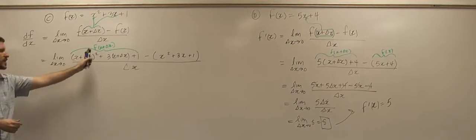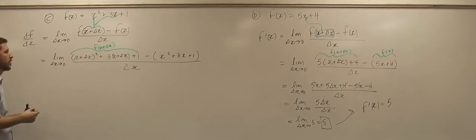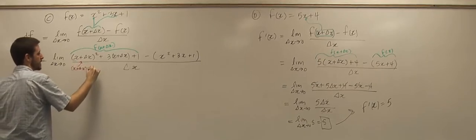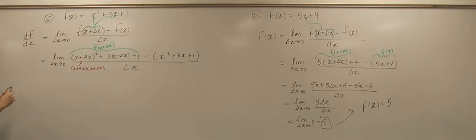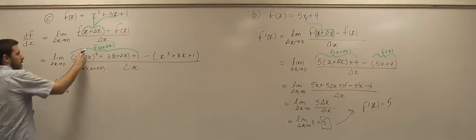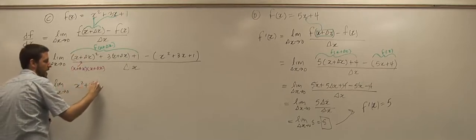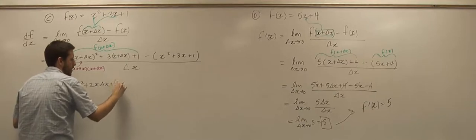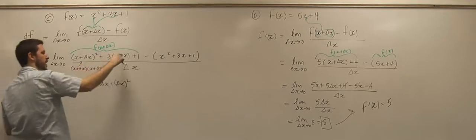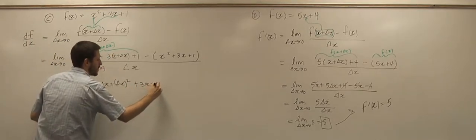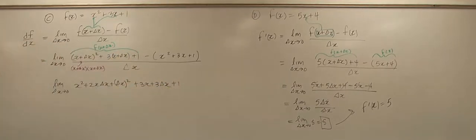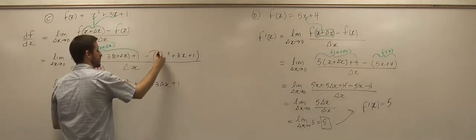What happens with this x plus delta x squared? x squared plus 2x delta x. Yeah, FOIL it out. You have to do x plus delta x times x plus delta x. When you do that, you end up with limit as delta x goes to 0. This guy becomes x squared plus 2x delta x plus delta x squared. Then you distribute out this 3. Then you add the 1. Then you distribute out this negative, subtracting all of this.